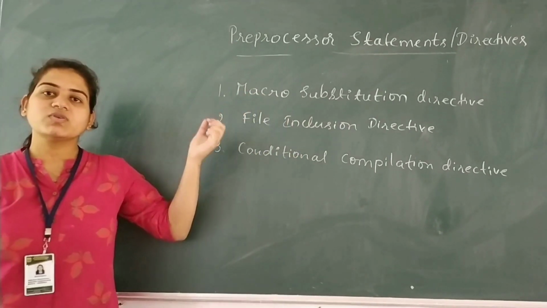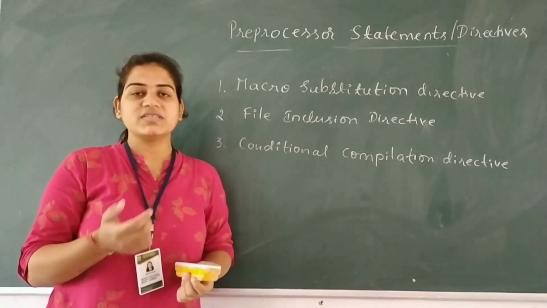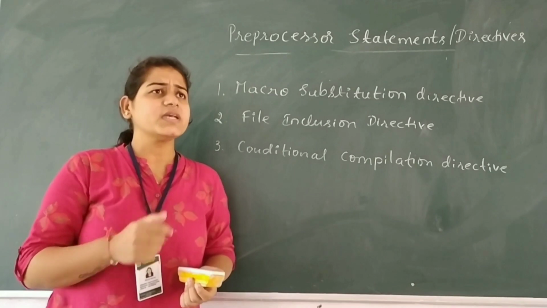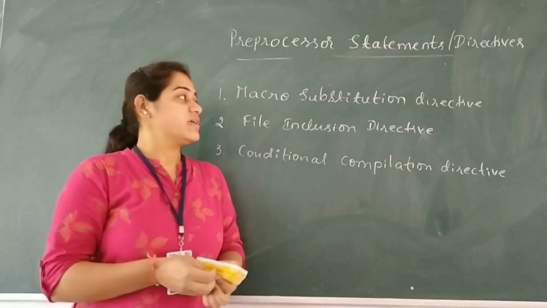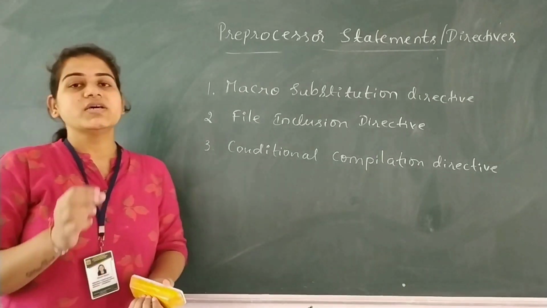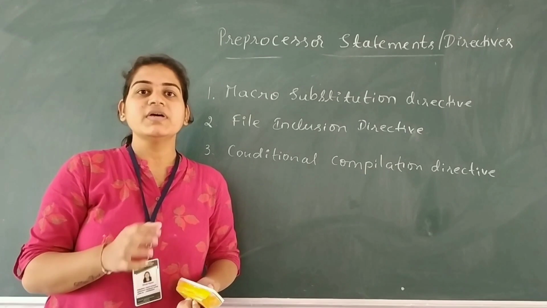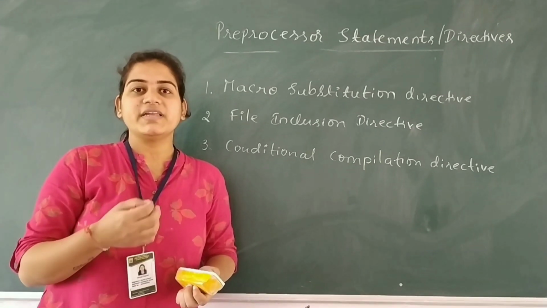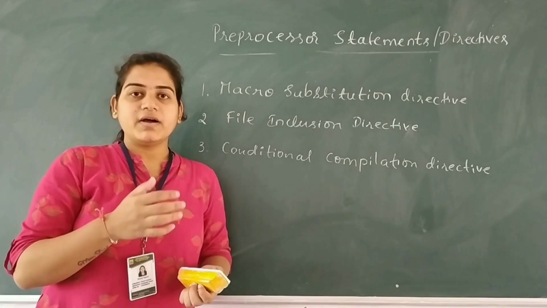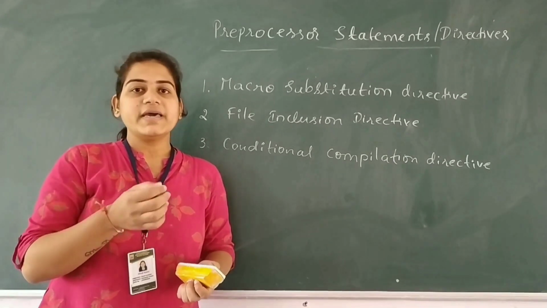So the very first one is the macro substitution directive. It is a process of replacing an identifier with constants, symbolic constants or expressions. What macro substitution does here is, whatever identifiers we want to use repeatedly in the program, we can't define again and again. So for that identifier we define the value, a constant or an expression.